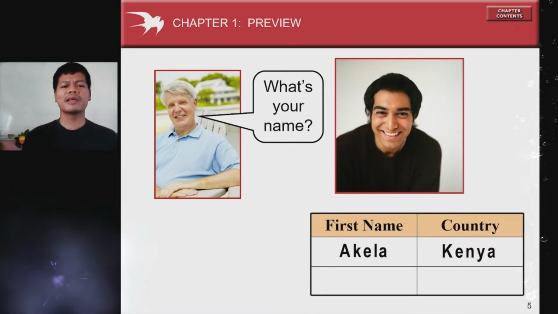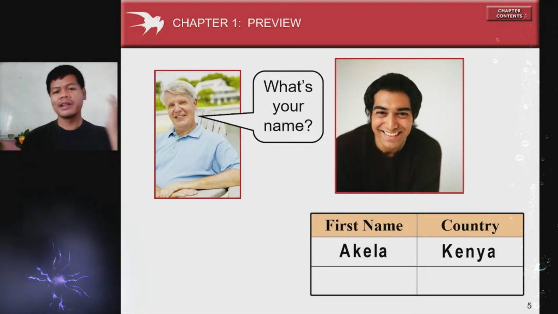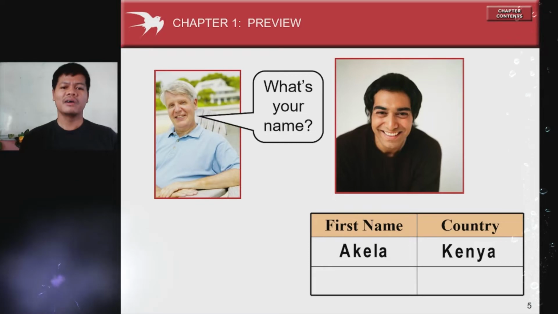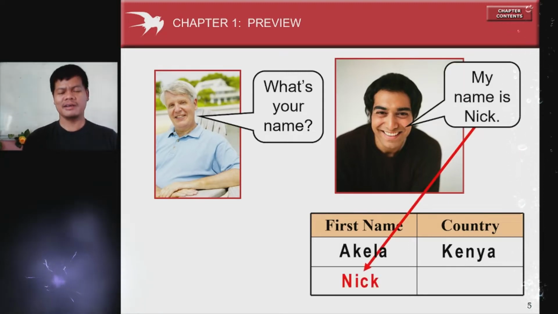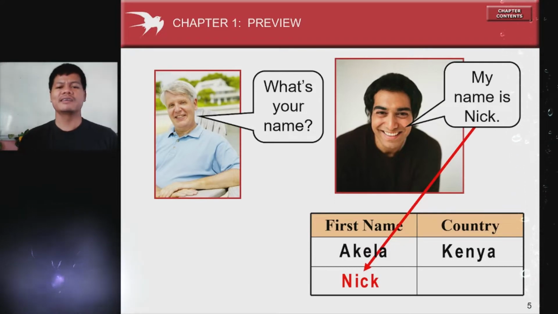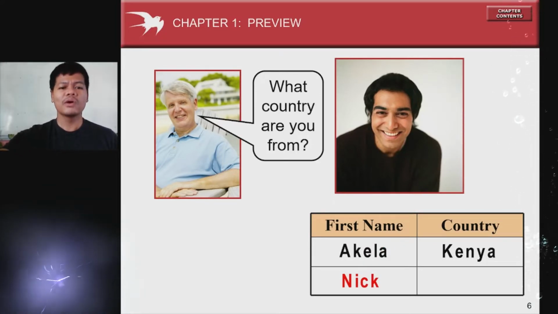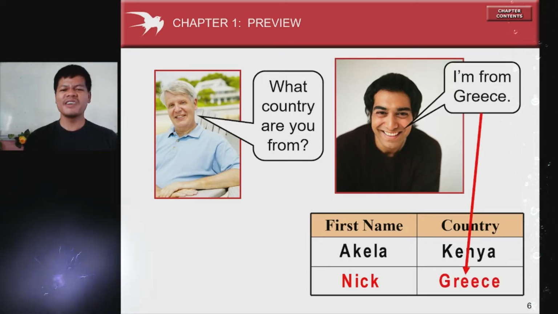What is your name? Someone asks his name. He looks like he is of a different nationality. My name is Nick. My name is Nick. And what country are you from? I'm from Greece. I'm from Greece. This is the answer for the preview.